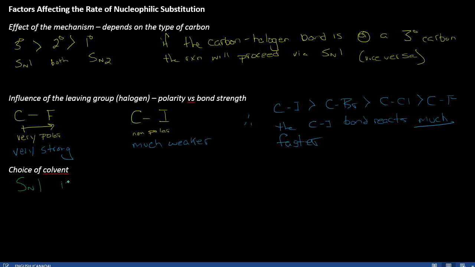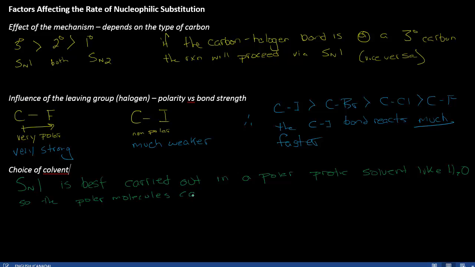So when we talk about the influence of the leaving group, essentially the lower in the halogen series we find our alkyl halide, the faster the reaction should occur. This would be for both SN1 and SN2 mechanisms. And now the choice of solvent. An SN1 mechanism will work best if it's carried out in a polar protic solvent.